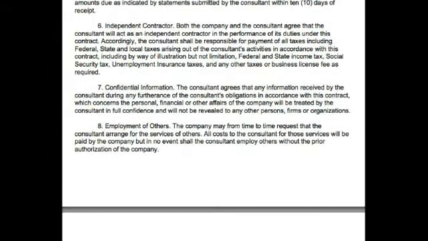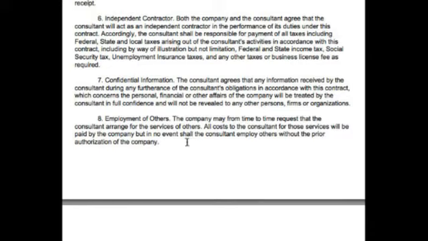Employed by others. The company may from time to time request the consultant arrange for the service of others, all costs paid by the company. Yeah, this makes me nervous. Because in no event shall the consultant employ others without prior authorization. Very dangerous. That's starting to look like an employee.